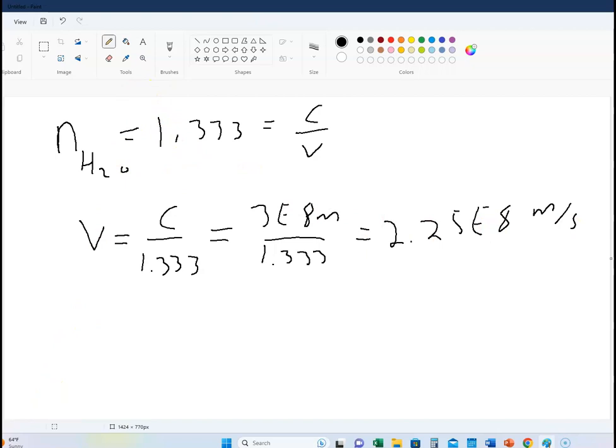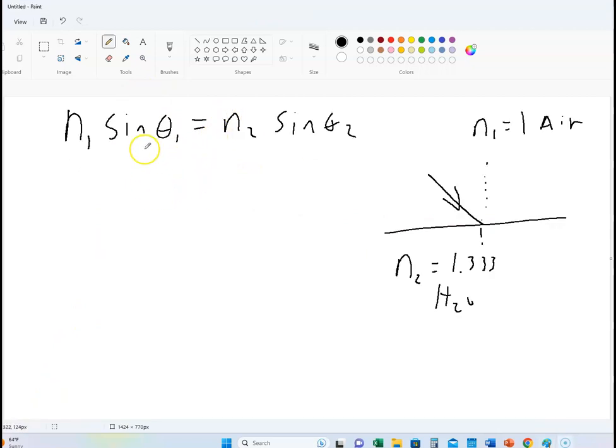Let me set up Snell's law. So here's an example of Snell's law: n1 times sine of theta 1 is equal to n2 times sine of theta 2. And so this is 2 different media, right? A beam of light is going from air to water, so that's a good example. n1 is 1 for air, and then for water it's 1.333.